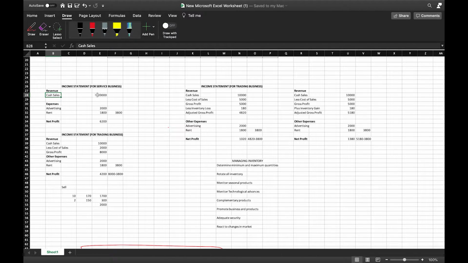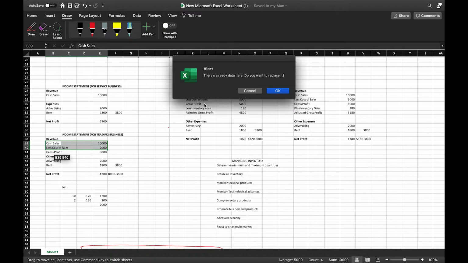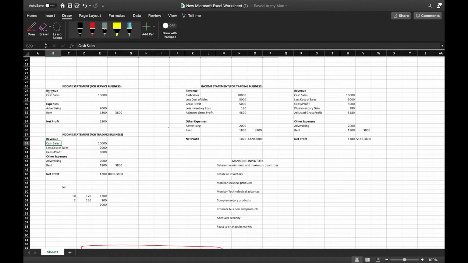And then we total all of the expenses that we have to spend during that period, which is 3,800. We take the revenue minus the expenses, and we have the net profit. Preparing the income statement for a trading business is pretty much the same, except that we have to take into consideration the cost of buying the inventory. So we have the exact same entries, which is revenue, cash sales, $10,000.